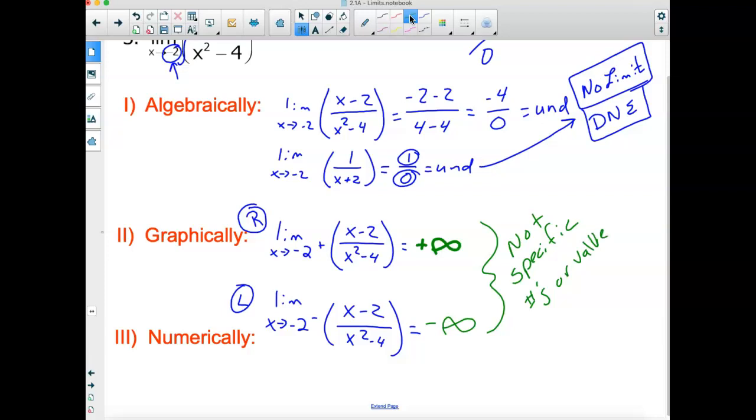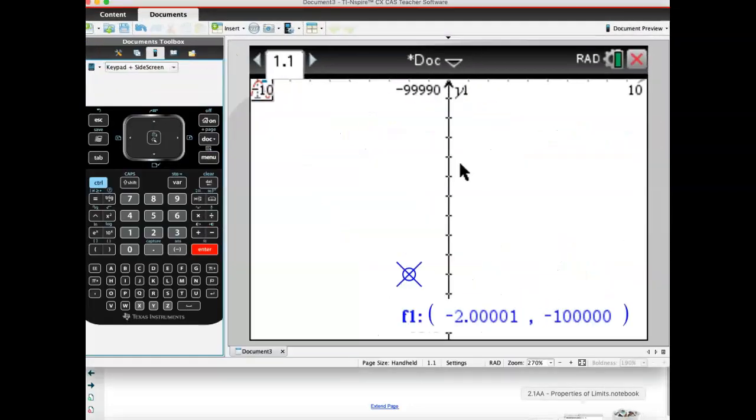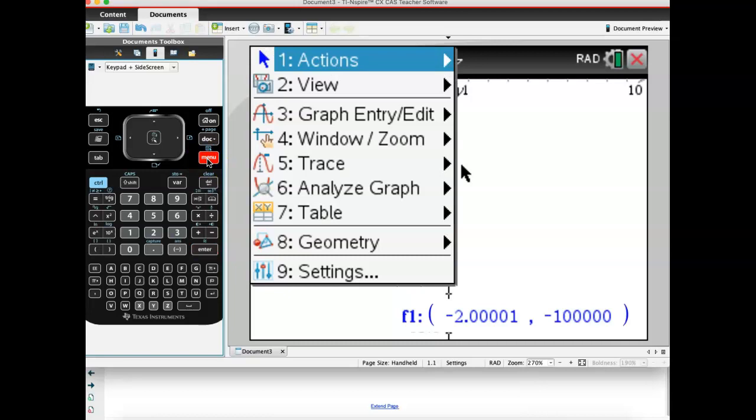Value, therefore, does not exist. If it doesn't exist algebraically, it better not exist graphically. What does that look like numerically? Well, let's grab our table. Let's do a Control T. If you forget how to split the table, you can do it fast with Control T, or you say menu.